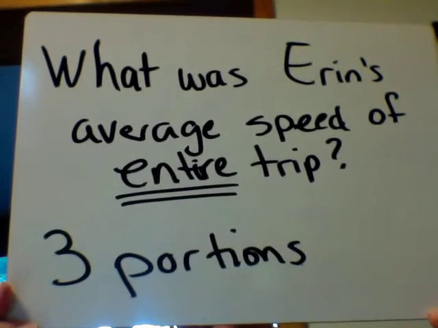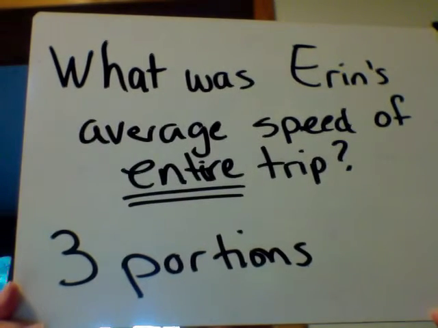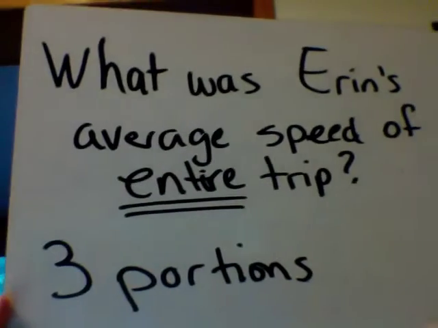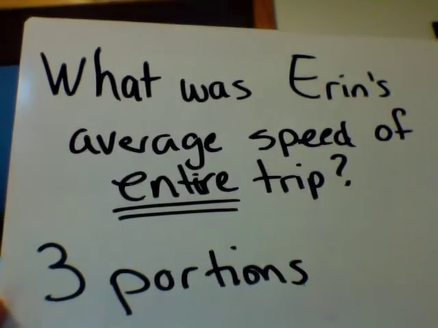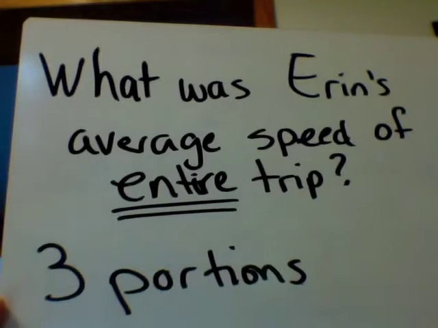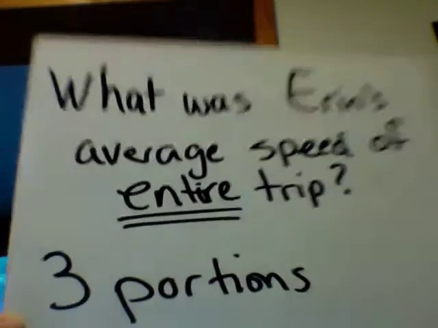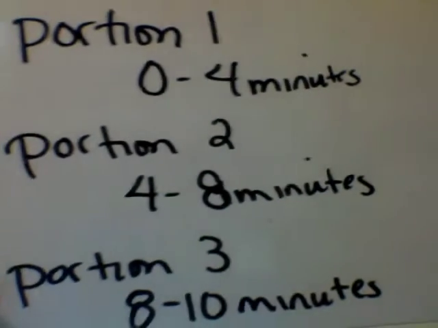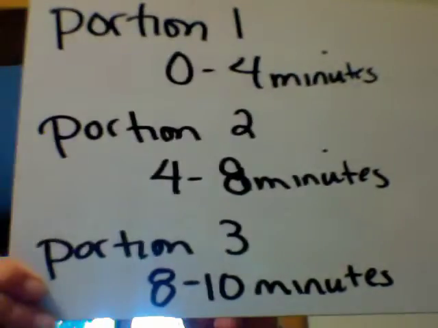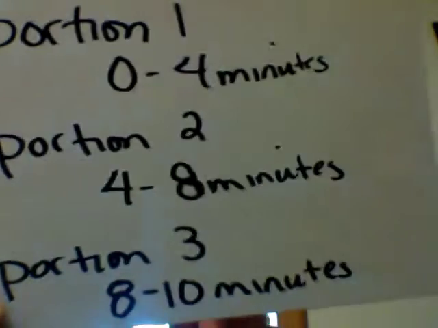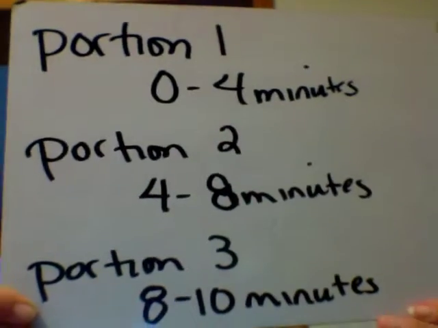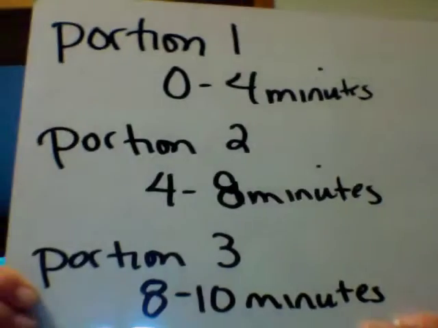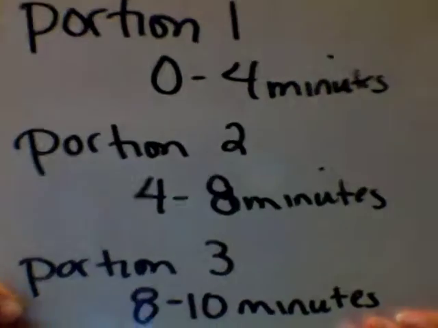The second portion of the question wants to know, what was Erin's average speed of the entire trip? So that is all the time she was walking. If you look at the graph, there are three portions to the graph. The first portion is the time that goes from 0 to 4 minutes. Portion 2 is the point that goes from 4 to 8 minutes. Portion 3 is the graph that goes from 8 to 10 minutes.